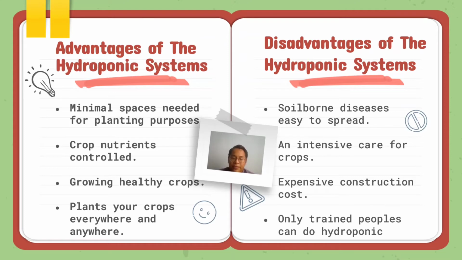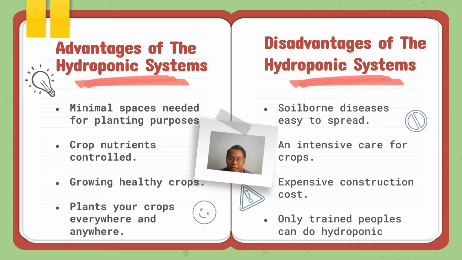The first disadvantage of this hydroponic system is that soil-borne disease spreads easily. It is because in this hydroponic system, we use a closed tank of water to plant our crops. So sometimes the virus of soil-borne disease gets into that tank and spreads to our crops through the water of the hydroponic system.